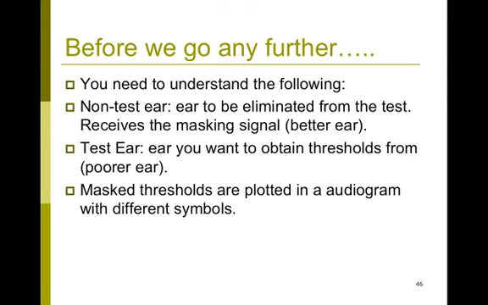So again, the non-test ear is the ear that you do not want to help out. It's typically the better ear, and it's the ear that receives the masking signal. The test ear is the one that you want to get thresholds on, and it's typically the poorer ear. Of course, we have different symbols when you're doing masking, and most audiograms will give you in the legend what symbols to use when plotting masked thresholds.